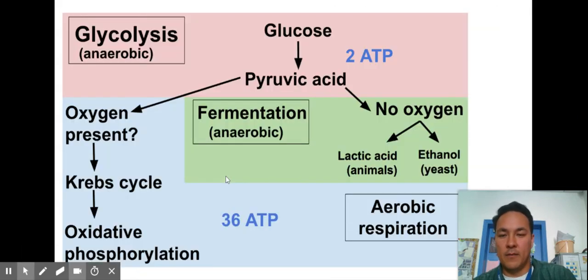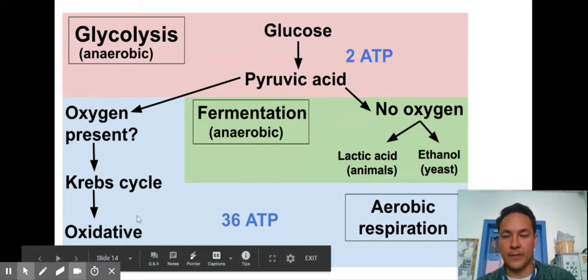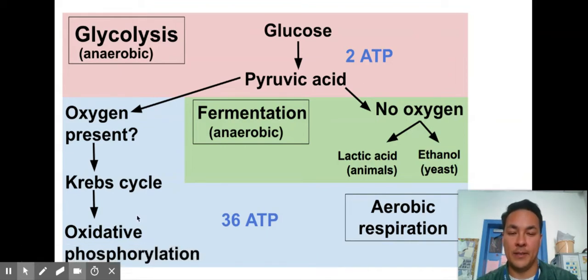All right, let's wrap this up. You just heard the bell, so I'm going to need to get going. Here we just did oxygen present, we did the Krebs cycle, we did oxidative phosphorylation, or the electron transport chain. That made a lot of ATP.